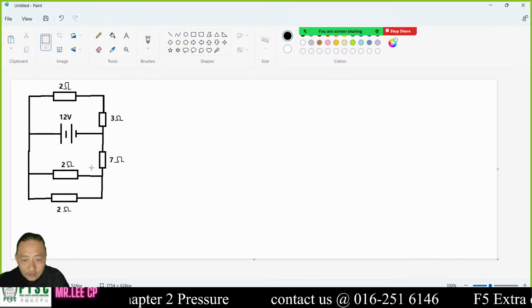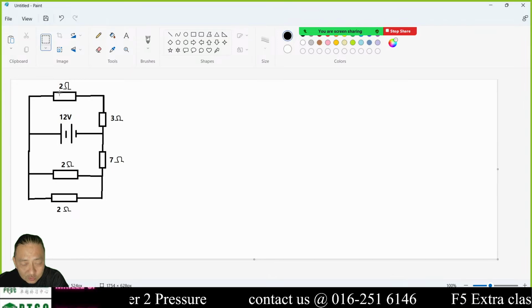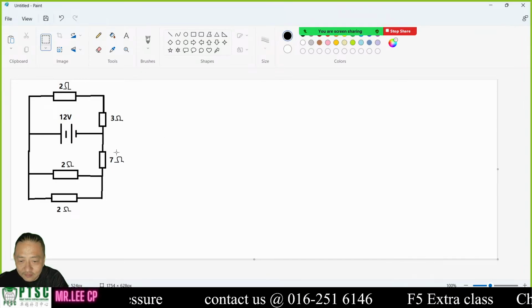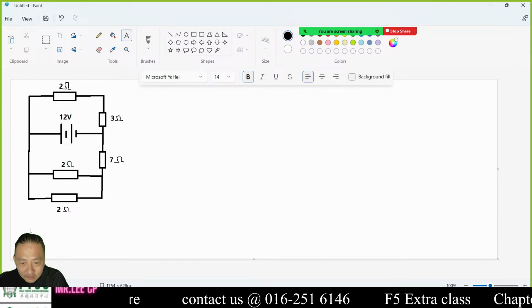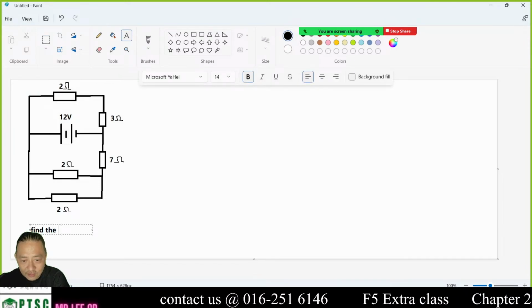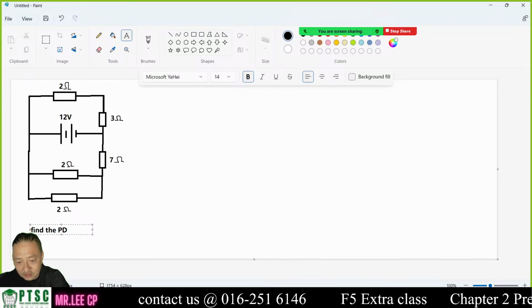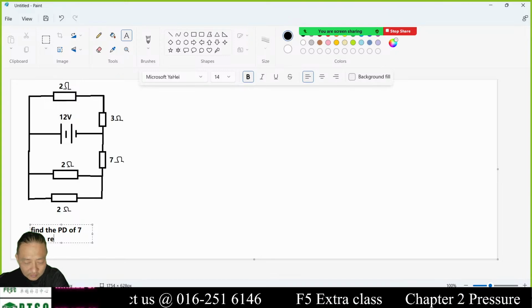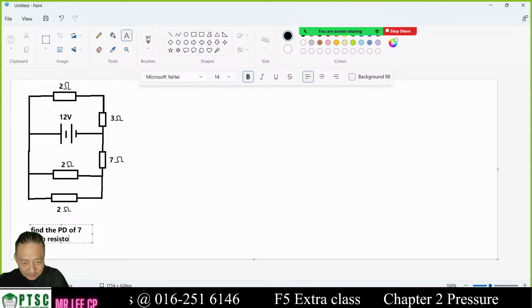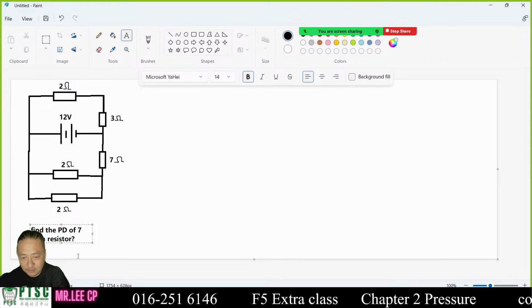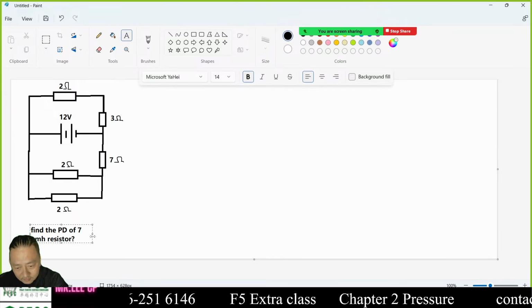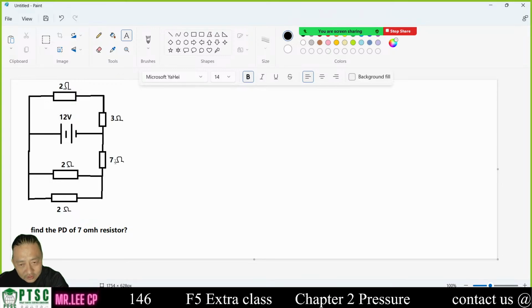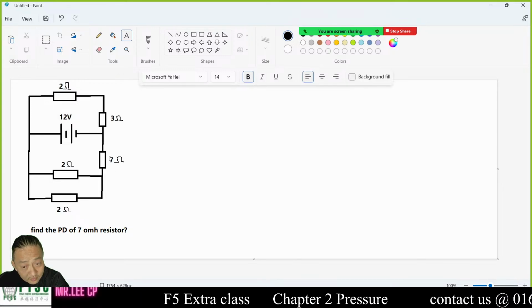Okay. 2 ohm, 2 ohm, 7 ohm, 3 ohm, 2 ohm. Let me think of what I want to find. Find the potential difference of the 7 ohm resistor. You try to do this. Find the potential difference across the 7 ohm resistor.